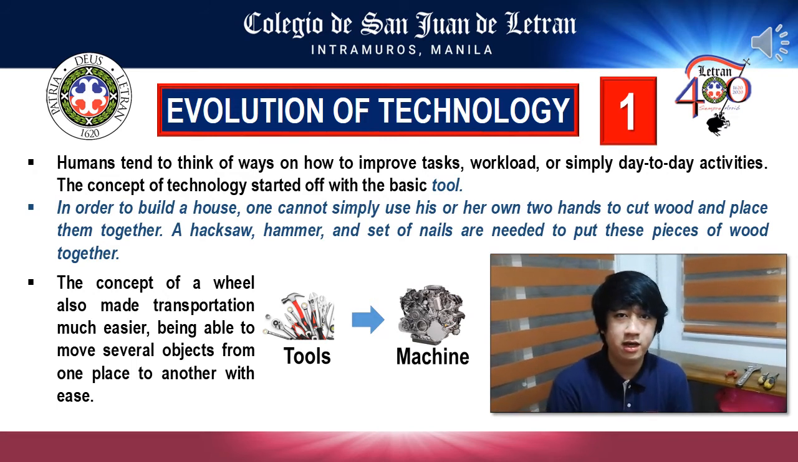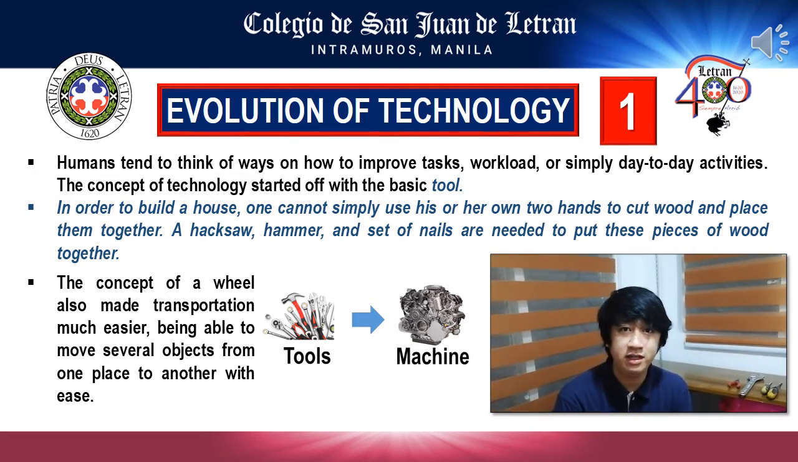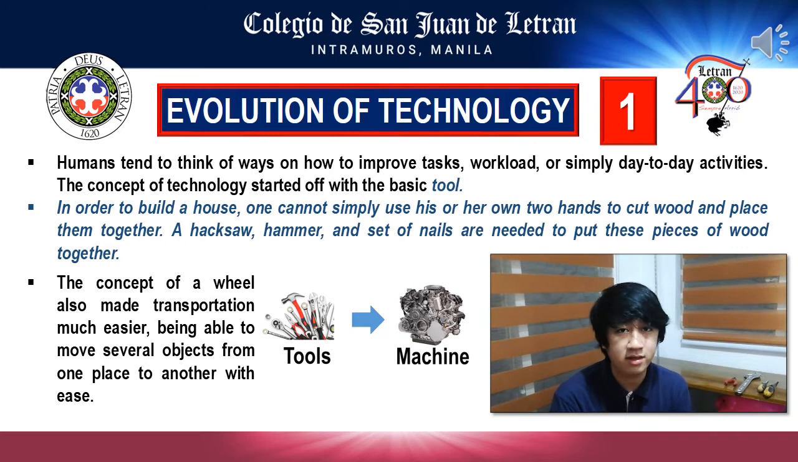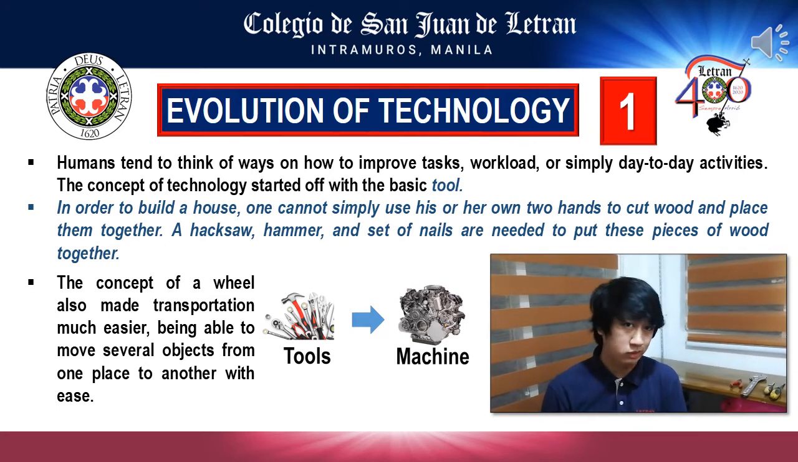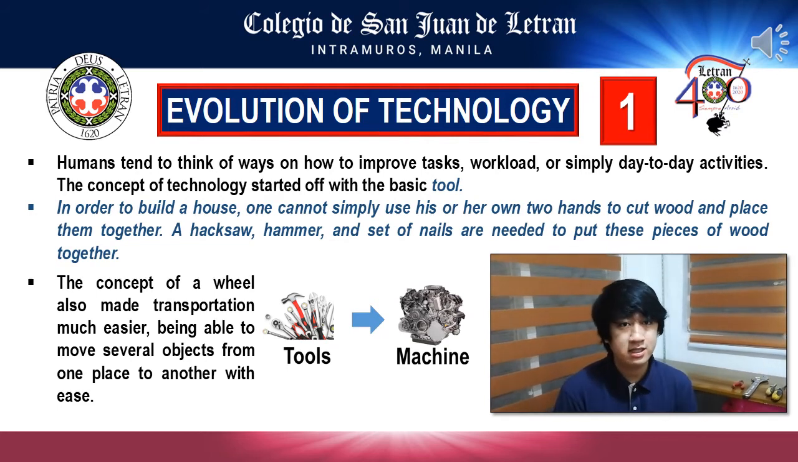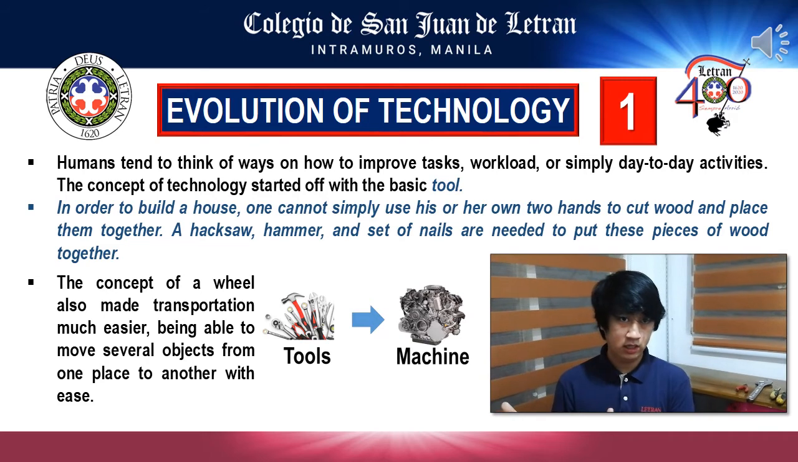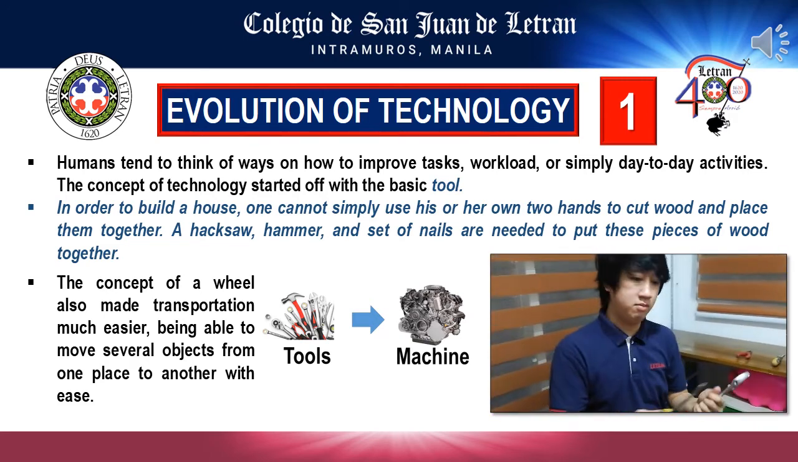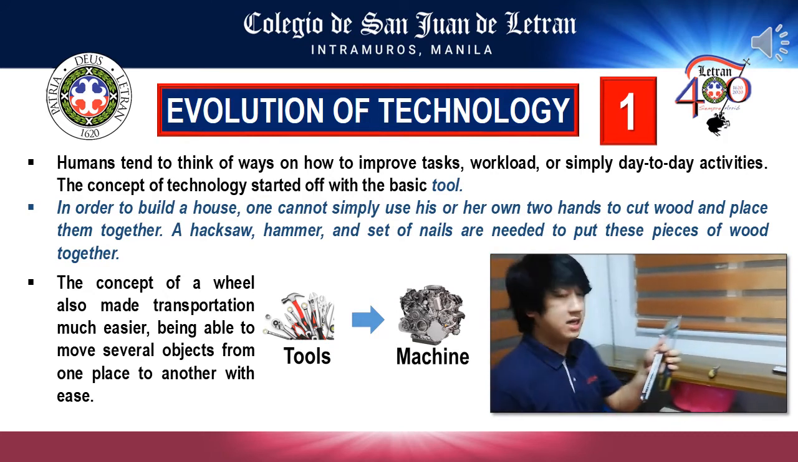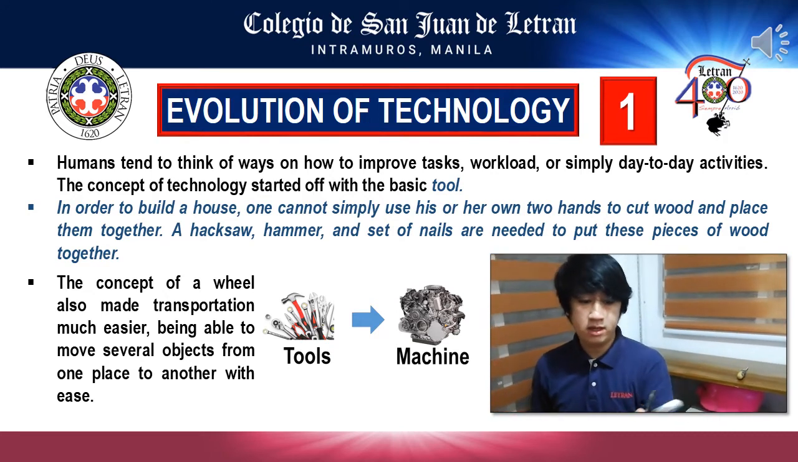Hi everyone, I'm Dokken. Welcome to Living in the IT Era. So today's session we'll be talking about evolution of technology, level 1, level 2, and level 3. First, let's discuss level 1, from tools to machine. So example of tools we have here, no? As you can see, we have screwdriver, and so on. So what's the purpose of this?